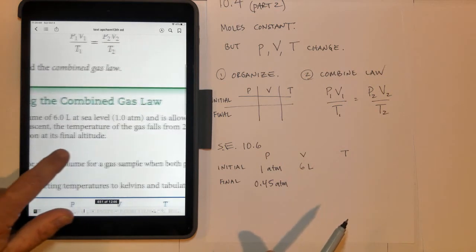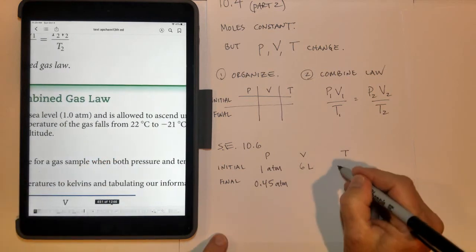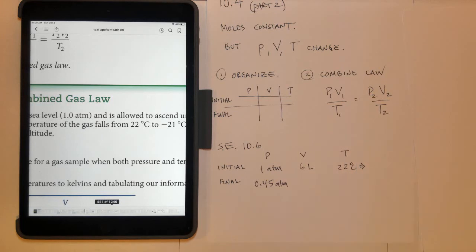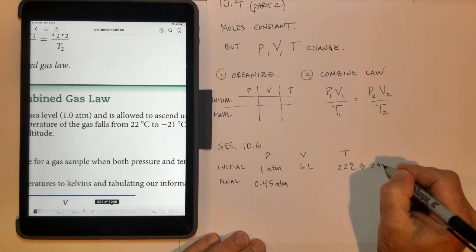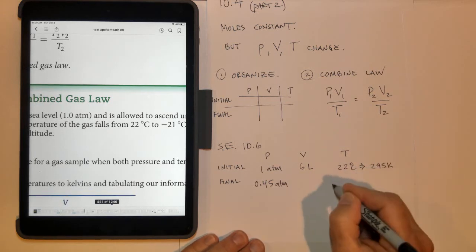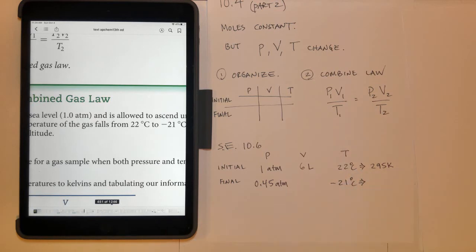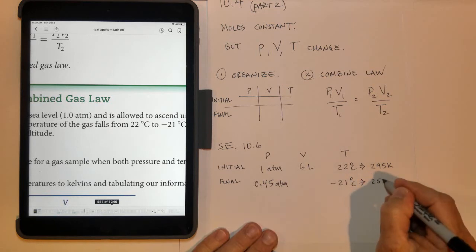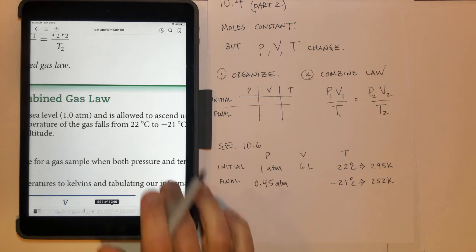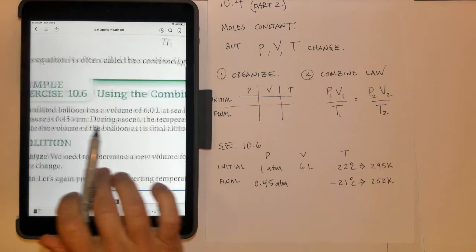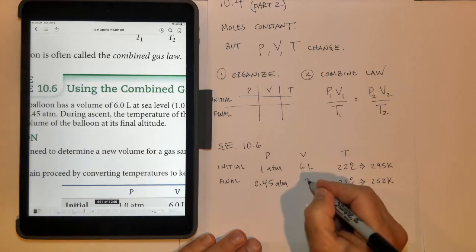During the ascent, the temperature of the gas falls from an initial temperature of 22 degrees Celsius, which remember we've got to get into kelvins. So 22 plus 273 is going to give us 295. And then it's going to go till it's negative 21 degrees Celsius. It gets cold way up there. So negative 21 plus 273 is going to give us 252 Kelvin. And then it says, what is the final volume? Calculate the final volume of the balloon at its final altitude. So this is our question mark.